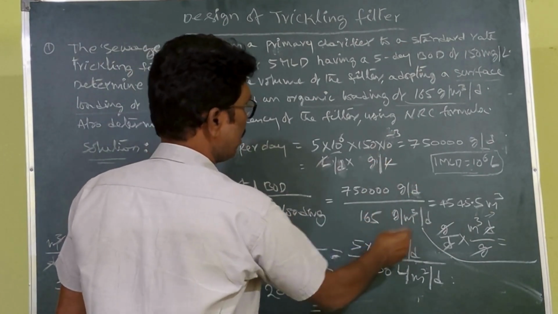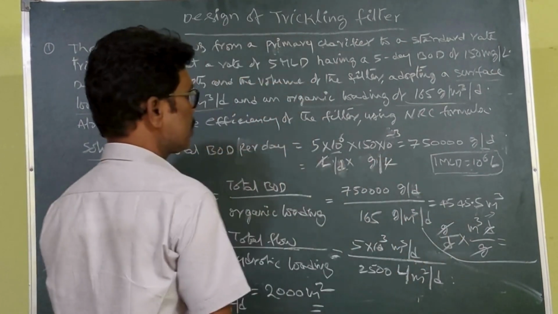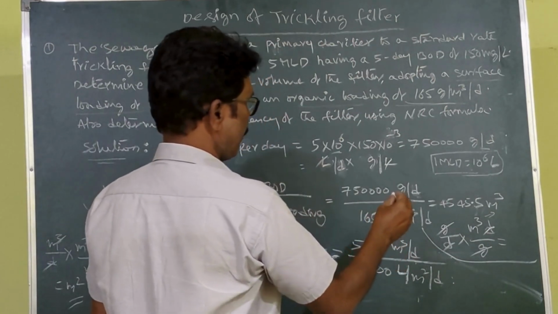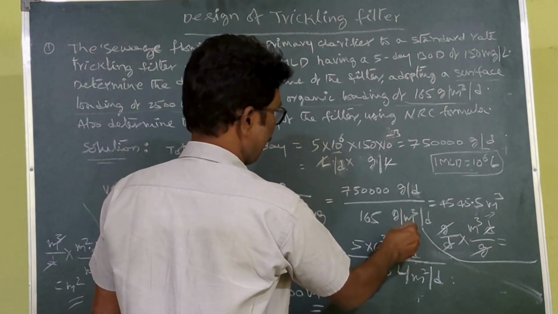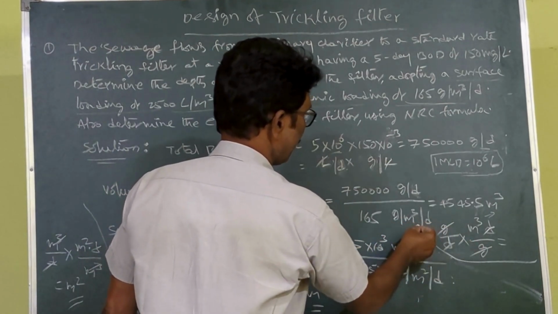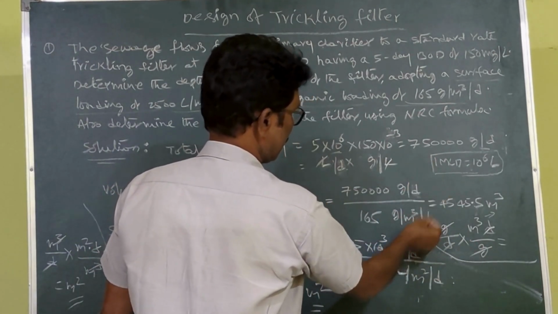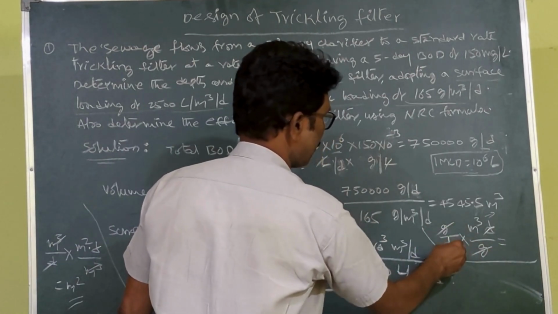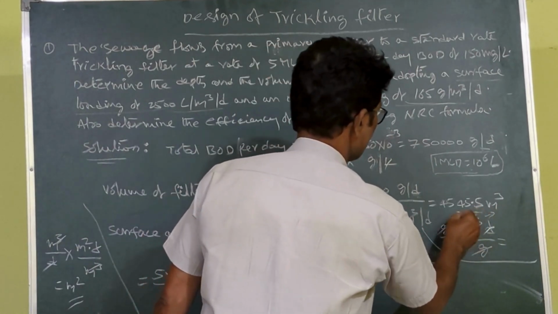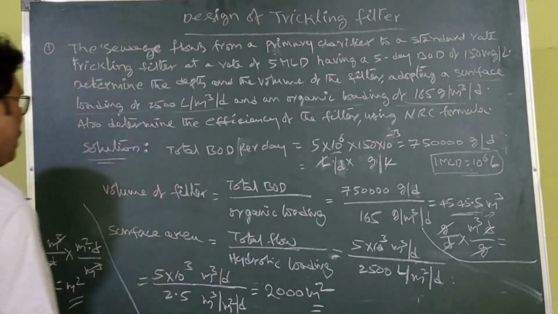If you simplify this, we can get 4,545.5 meter cube. You see the units: gram per day divided by gram per meter cube per day. If you cancel gram and day and day, you get meter cube. Like this, we can get the volume of the filter.